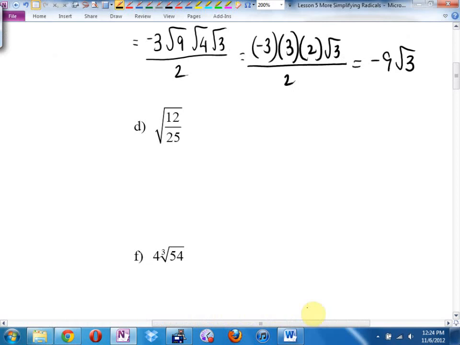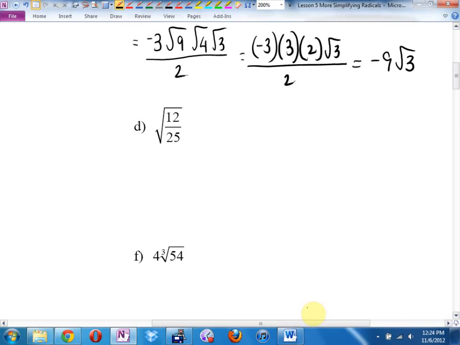D, is that what you guys have for D? Yeah. No, relax. That's a fraction. Relax. Can you read this to me, Graham? 12 over 25. No, you missed something. Root 12 over 25. Do you know how I'm going to do the square root of 12 over 25? I'm going to do the square root of 12 over the square root of 25.